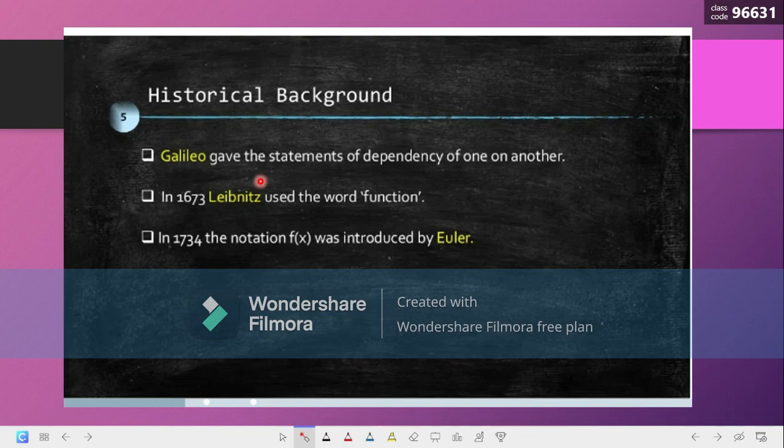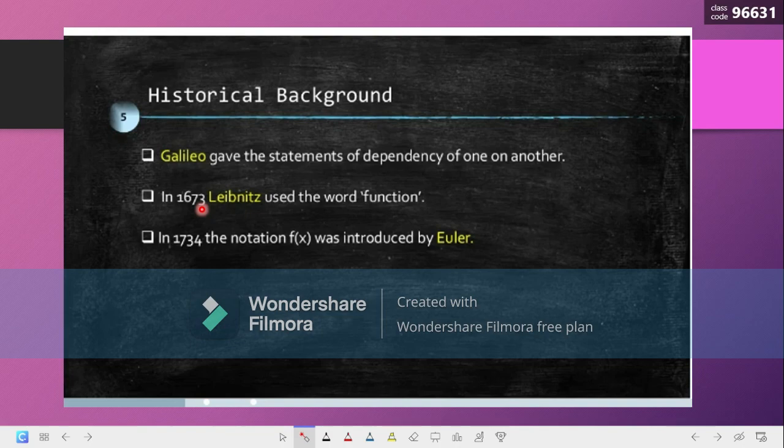And the second one, we have Leibniz. Okay, so who is Leibniz? In 1673, Leibniz used the word function. The full name of Leibniz is Gottfried Wilhelm Leibniz, who was a German polymath, active as a mathematician, philosopher, scientist, and diplomat. He is one of the most prominent figures in both the history of philosophy and the history of mathematics. He wrote works on philosophy, theology, ethics, politics, law, history, and philology. Again, he's the one who used the word function in 1673.